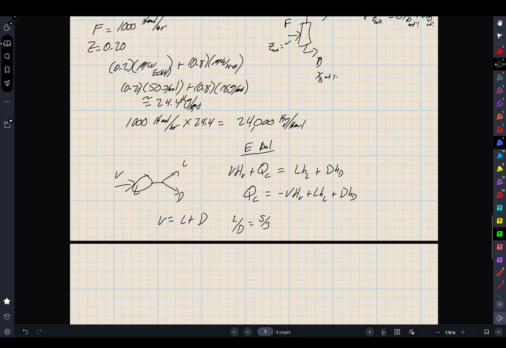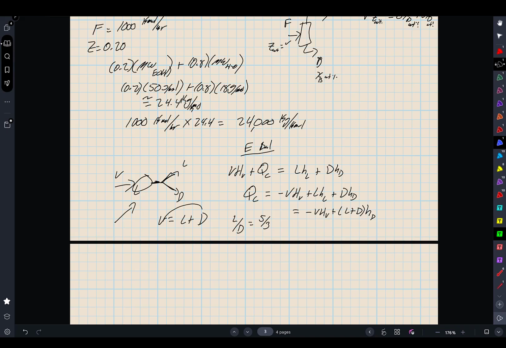So another thing to note is the enthalpies here, the enthalpy for our liquid and the enthalpy for our distillate are the same. They're the same because what we're doing, if we look over here at this drawing, we're taking the same liquid stream and we're just splitting it. So the enthalpies are going to be the same because we're coming from the same stream. So by letting those be the same, we can say that our Q is equal to negative V HV plus L plus D times just our little enthalpy because it's going to be the same composition, same saturated liquid, HD.